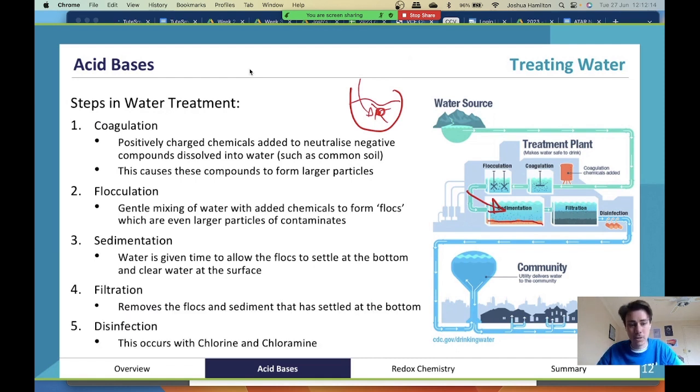And then what we do from there is we filter. By filtering, we remove flocs and sediment that has settled at the bottom, and then lastly, we just disinfect. Disinfecting is putting in safe chlorine and chloramines, which are naturally found in our water anyway, but they act to disinfect any chemicals and any bacteria or viruses that are found in the water that should not really be there and are harmful to a human if they were to consume it.